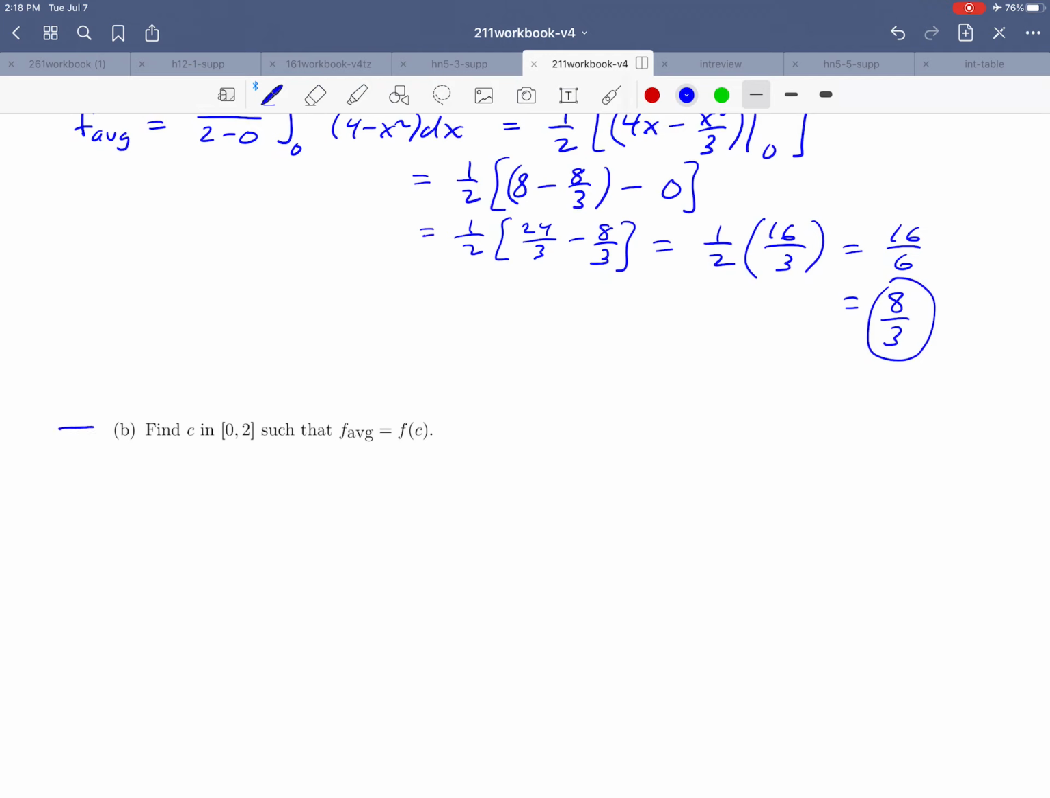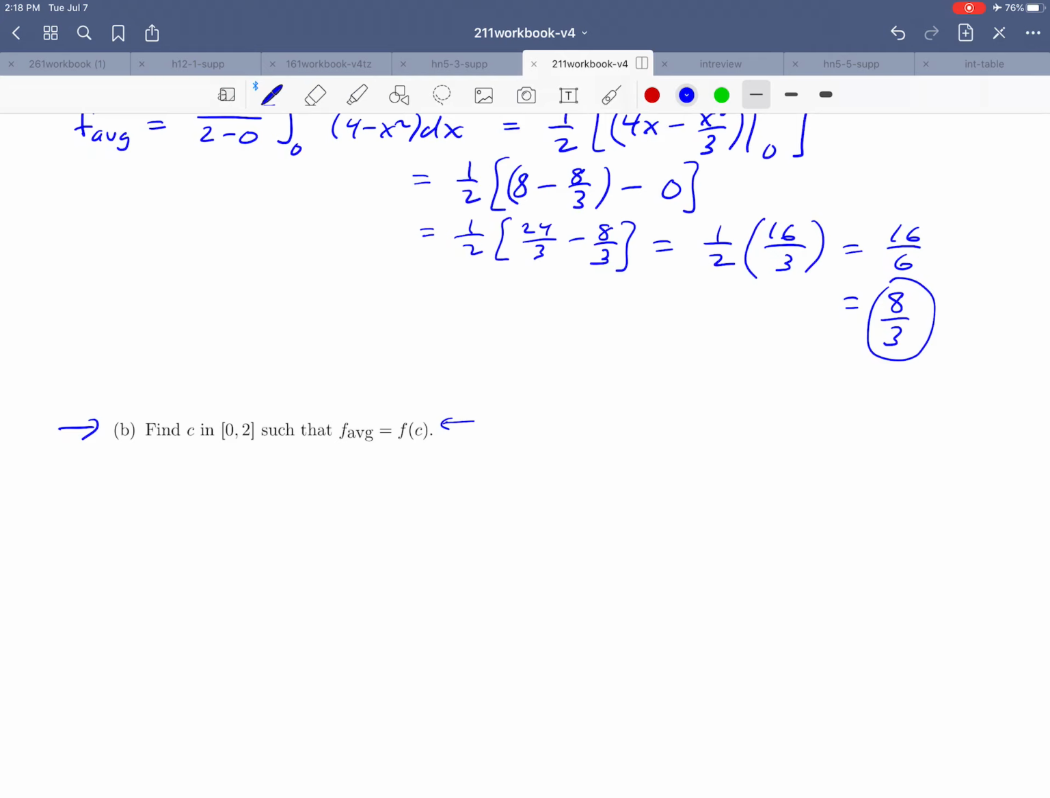On to part B then here. Okay, now this is a little bit more interesting of a question. We haven't seen one like this yet. It would like us to find a number c between 0 and 2 so that the average value is equal to the value of our function at that point. Okay, let's first algebraically find that c, and then maybe we can talk a little bit about the significance of it.